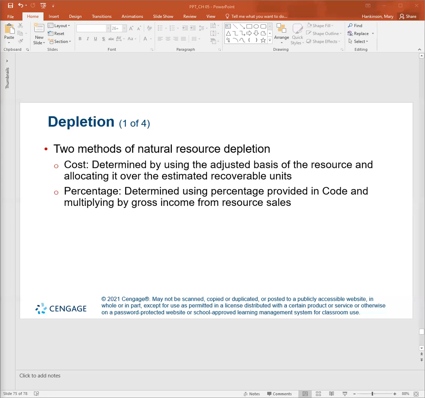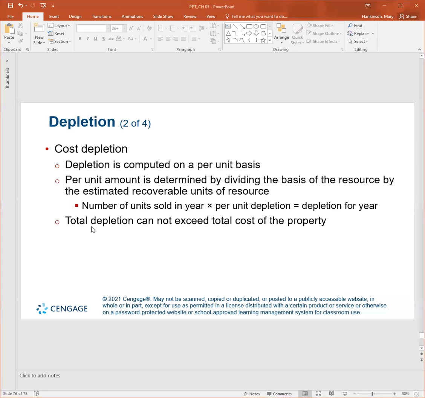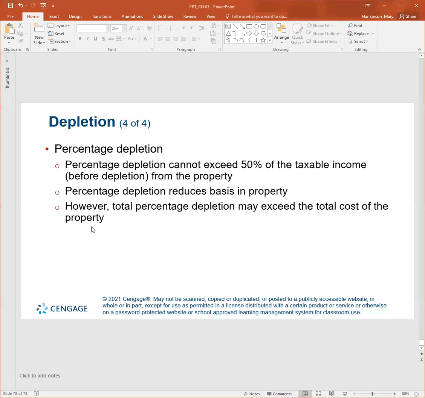The percentage does vary according to the type of mineral interest involved. I think gravel is 5%, coal is 10%, gold and copper are 15%, and lead and cobalt are like 22%. Percentage depletion cannot exceed 50% of the taxable income from the property. Percentage depletion reduces basis in property. However, total percentage depletion may exceed the total cost of the property.